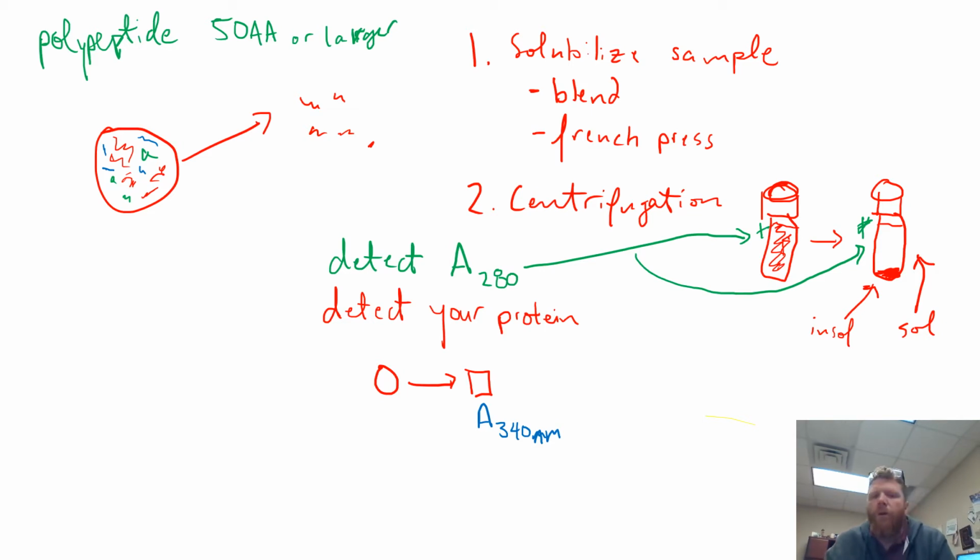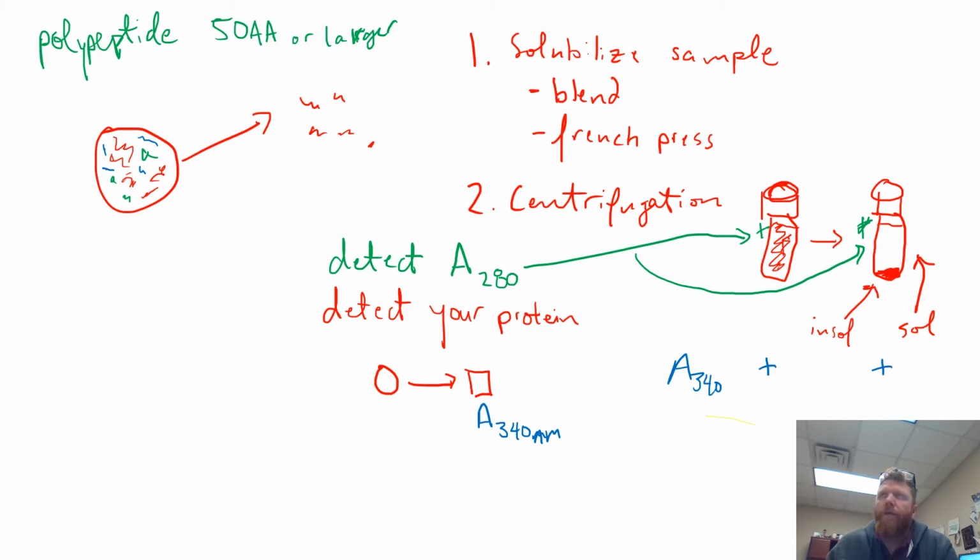So if you are looking for your protein of interest that produces a product that absorbs light at 340 nanometers, well, you want to see it here, and you want to see it in that soluble fraction from here. Okay, so that is kind of the foundation that you'll use to go ahead and begin processing your samples.